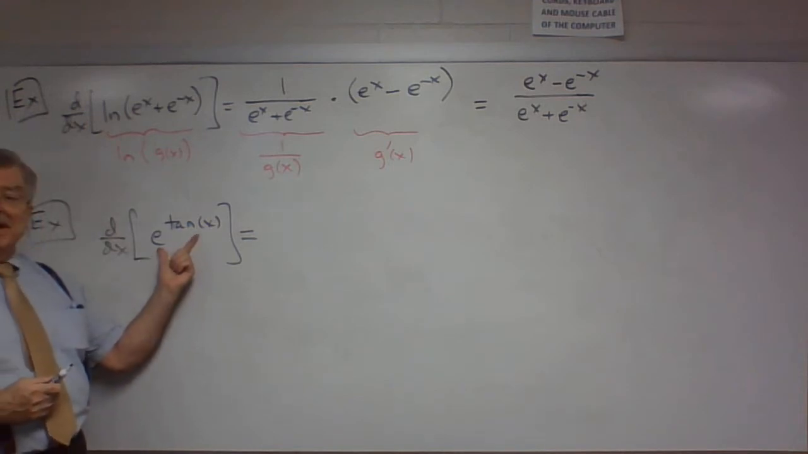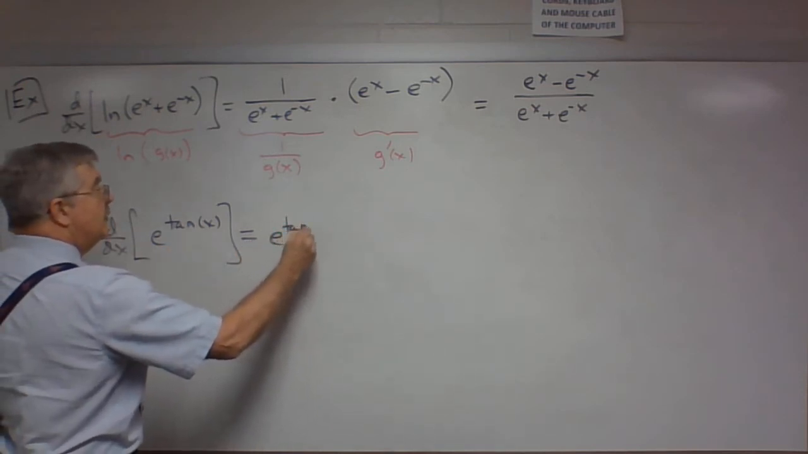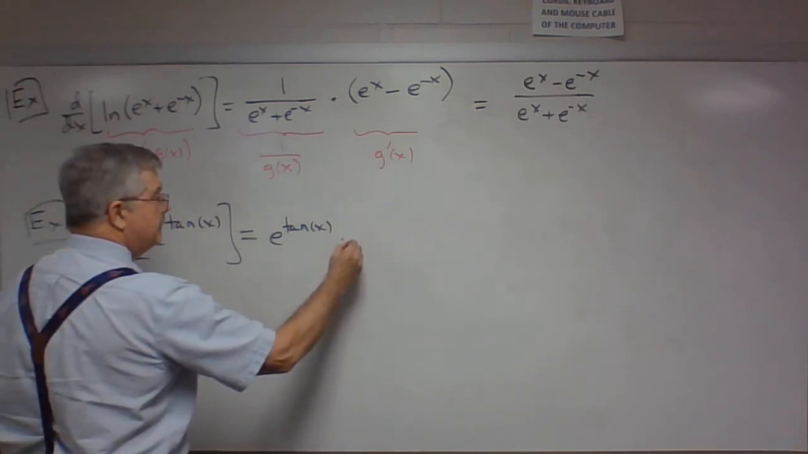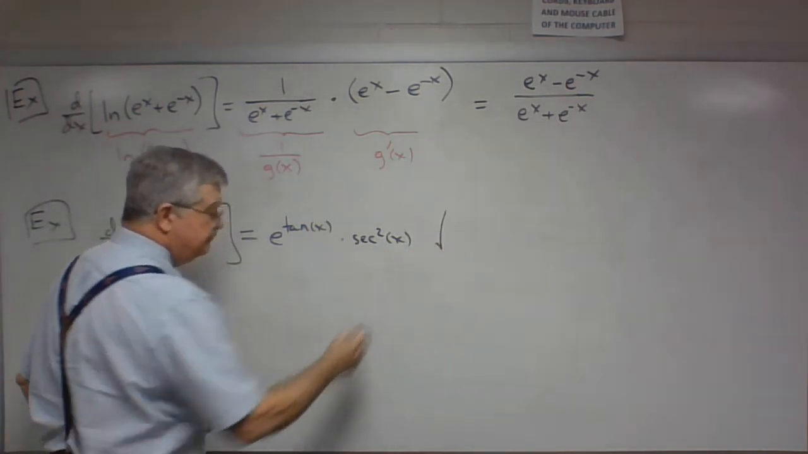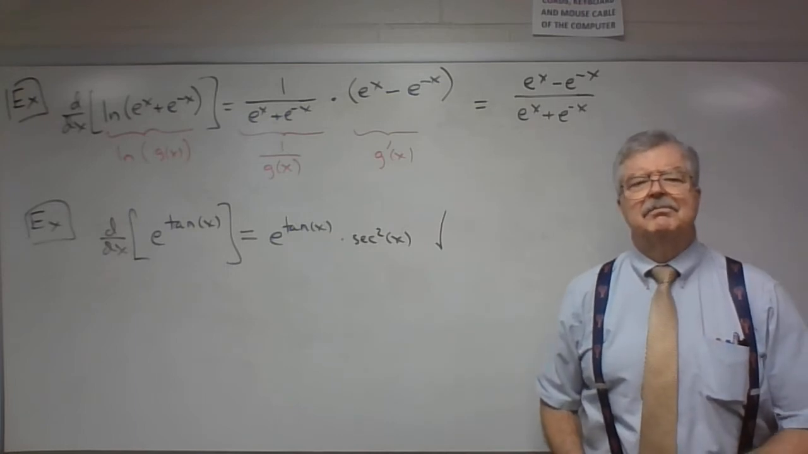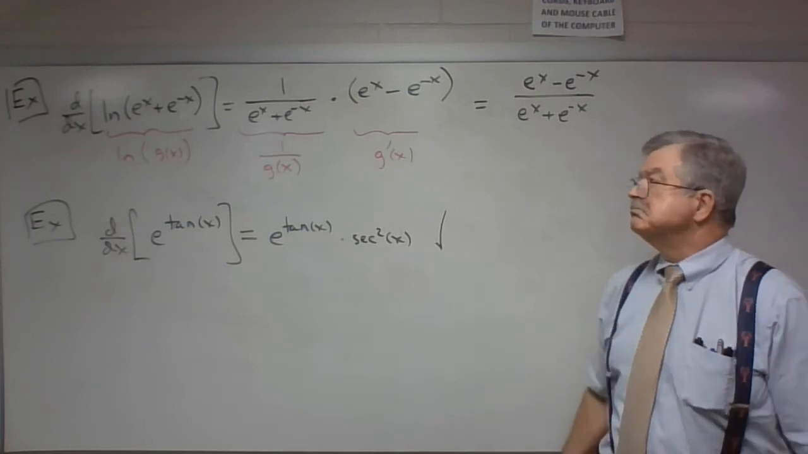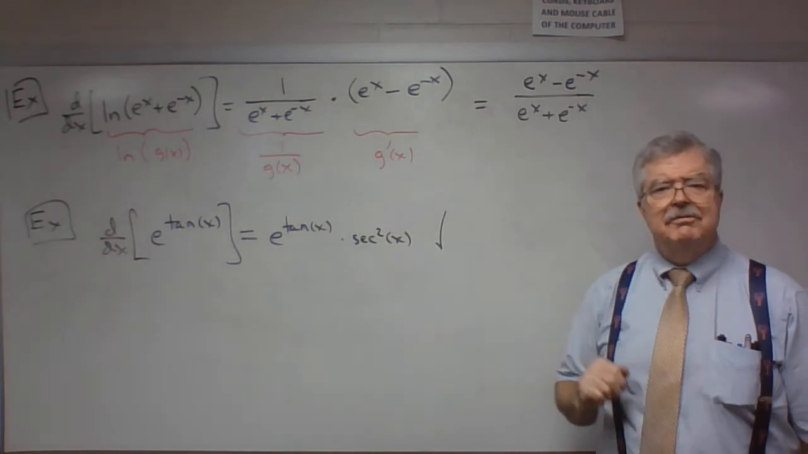We have e to the power of tangent x. If we compute this derivative, we're going to get e to the power of tangent x times the derivative of the exponent, which is secant squared x. This is pretty easy, isn't it? Okay, computing derivatives of e to the power of a function. Not much of a problem.